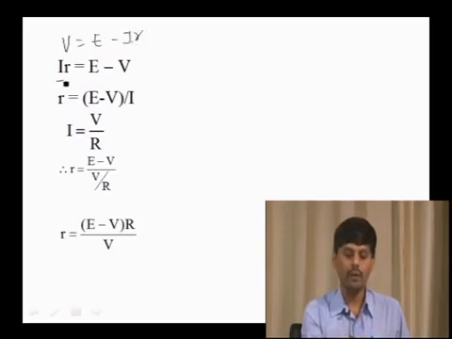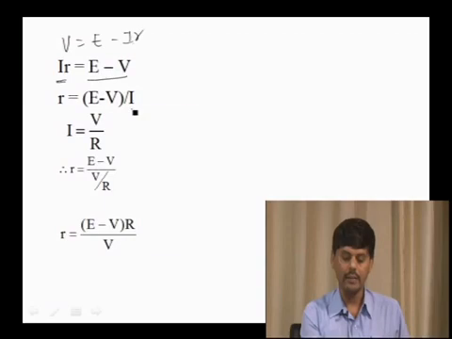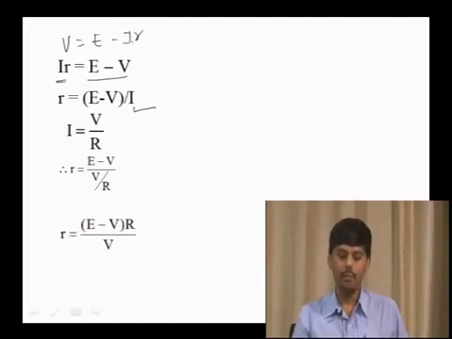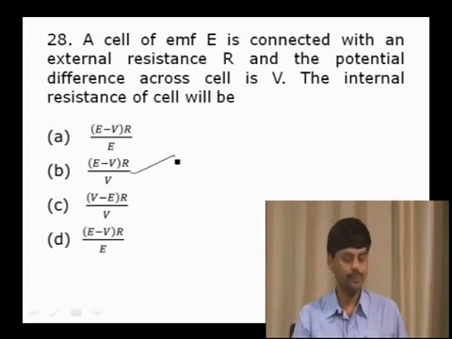See, we have a basic formula, that is V is equal to E minus Ir. If you shift Ir over here, it becomes E minus V. Therefore, r is equal to E minus V divided by I. But we know that from Ohm's law, I is equal to V by R. In place of I, we substitute V by R. R will go up. It becomes E minus V into R whole divided by V. Therefore, the correct option is B. This is the correct option.